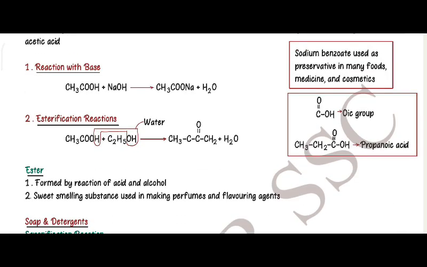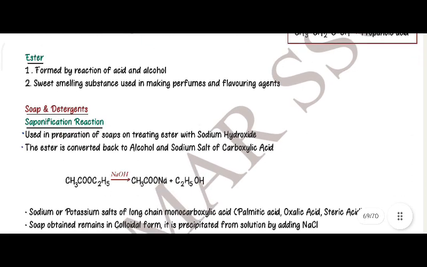Esterification reaction: CH3COOH plus C2H5OH, with conc. H2SO4, forms CH3COOC2H5 plus H2O. The carboxylic acid group is C double bond O OH; CH3CH2COOH is propanoic acid. Ester is formed by the reaction of an acid and an alcohol. It is a sweet smelling substance used in making perfumes and flavoring agents.